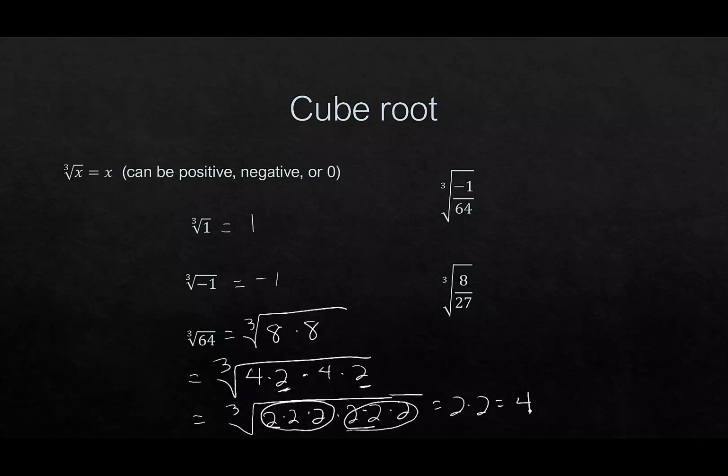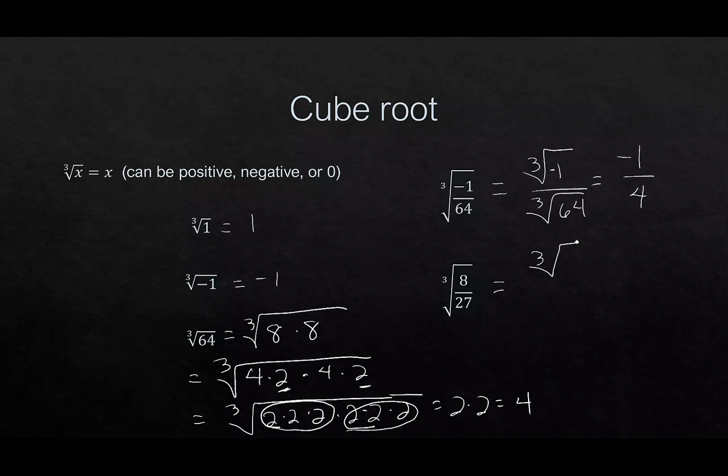So a very similar one, I have the cube root of negative 1 over 64. So I put that 64 in again. What I want you to see is we can separate the numerator, so the cube root of negative 1, and the denominator, cube root of 64. So we've previously said the cube root of negative 1 is negative 1, the cube root of 64 is 4, so my solution is negative 1 over 4. Let's do the same thing with the cube root of 8 over 27.